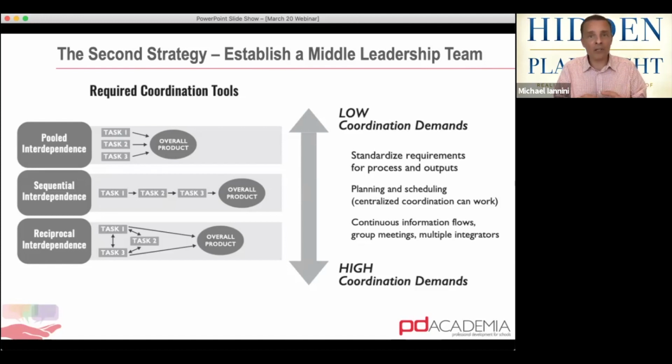Now, the problem is your typical middle leadership team has a very low coordination demand, because it's really just coming into a meeting, getting the information you need, and then going back to your teams. Whereas the time it takes to actually go through these protocols and work through common problems to realize some sort of common purpose takes time. Now, how is that time set aside? Who's facilitating? This becomes the real problem with the middle leadership team.